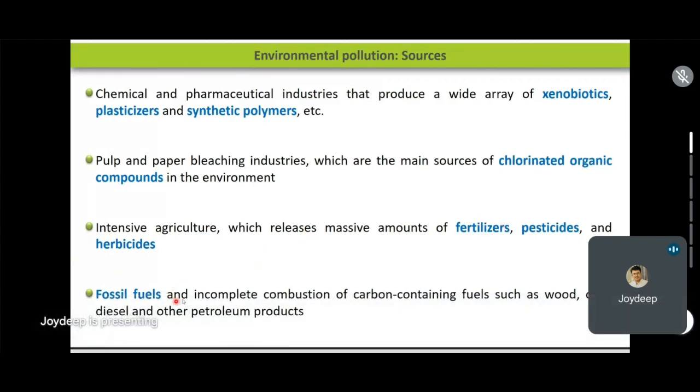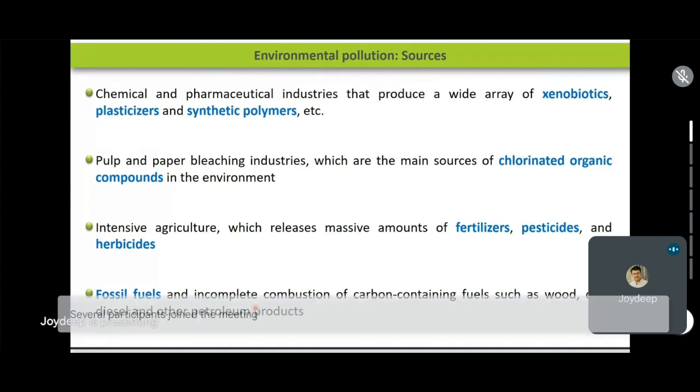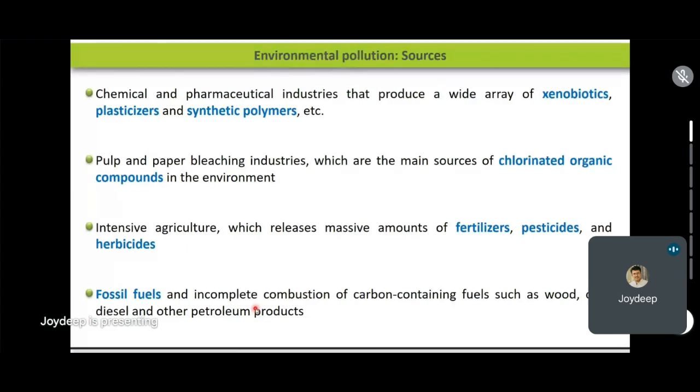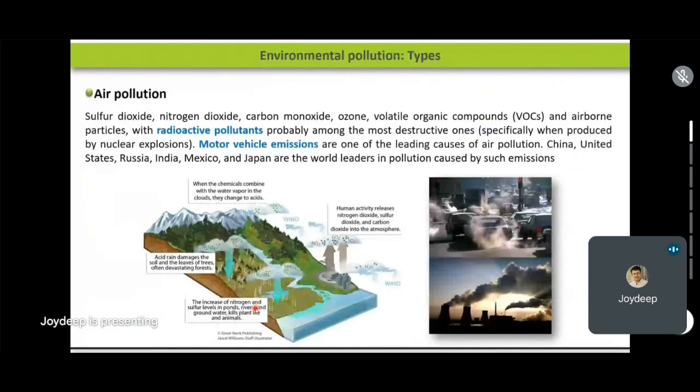And then again, the fossil fuels, the incomplete combustion of which, these carbon containing fuels such as wood, coal, diesel, and other petroleum products, again end up into a lot of different polyaromatics or polycyclic aromatic hydrocarbons that we will talk about. And again, these are the compounds which contaminate the environment and create toxicity for us, for different life forms, not only human beings. When I say us, I mean all the living forms present on this planet, whether terrestrial or aquatic.